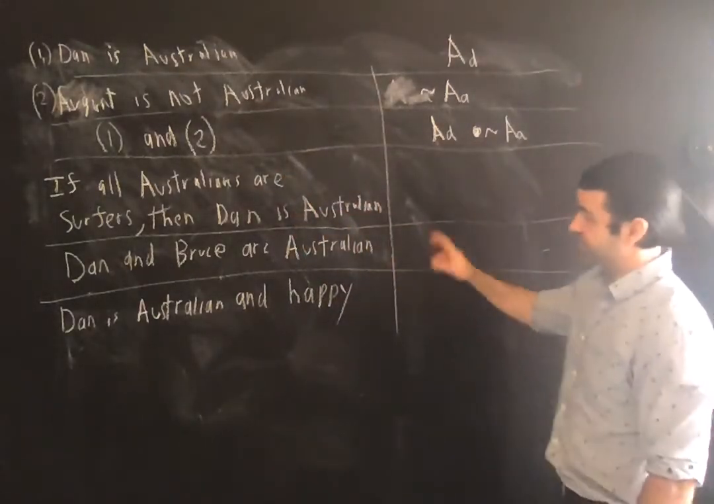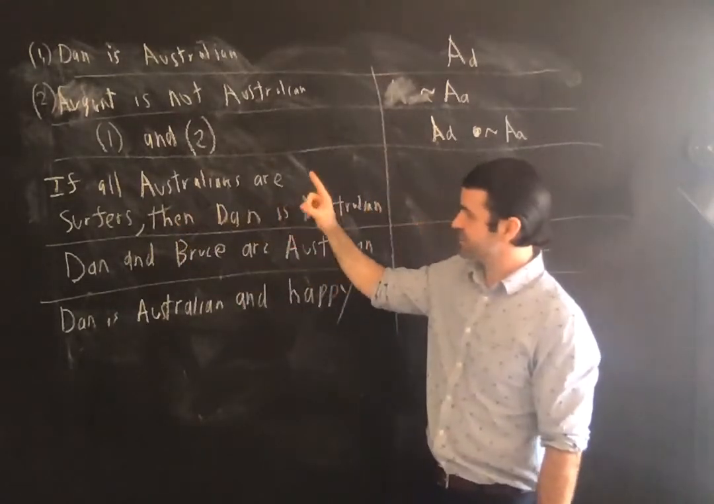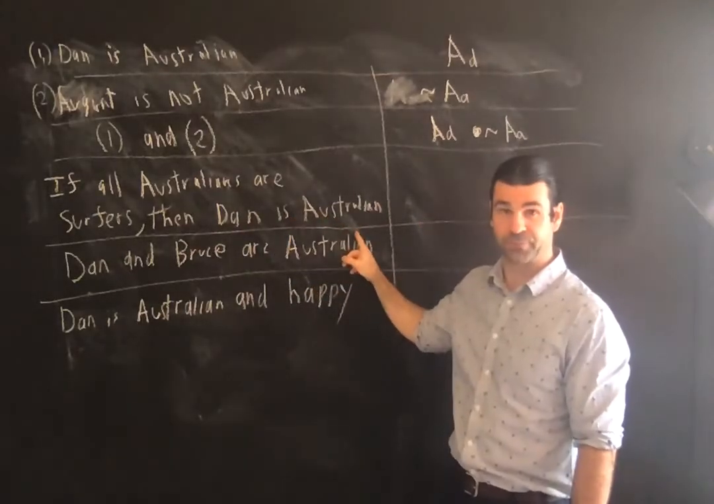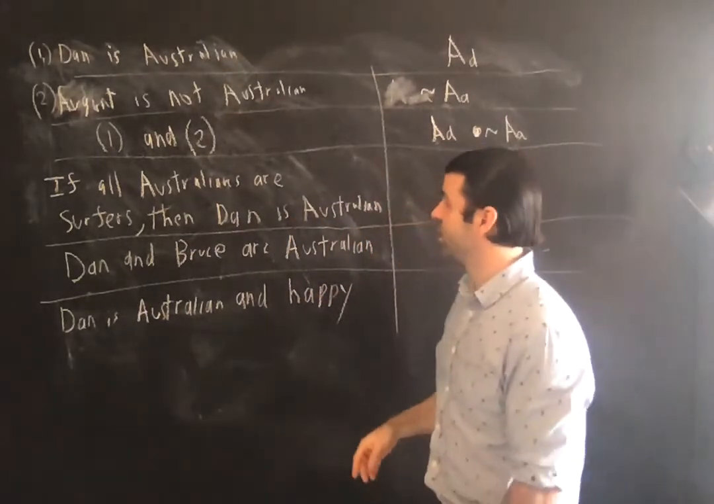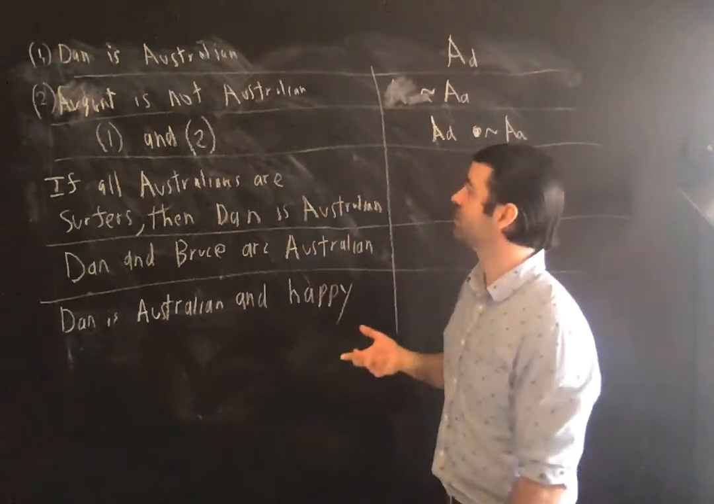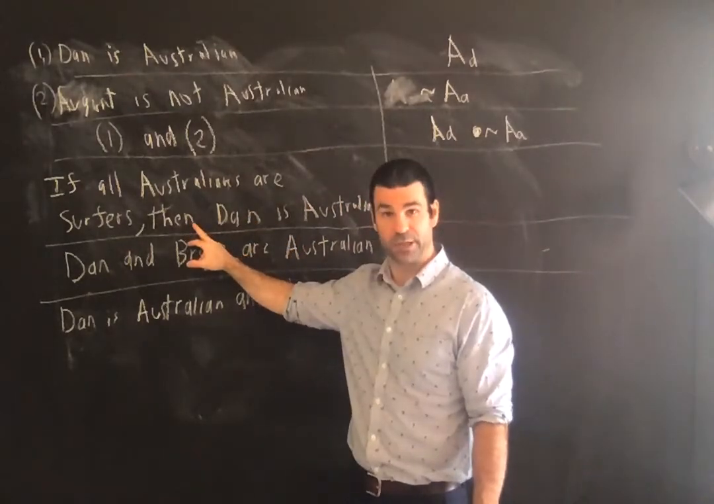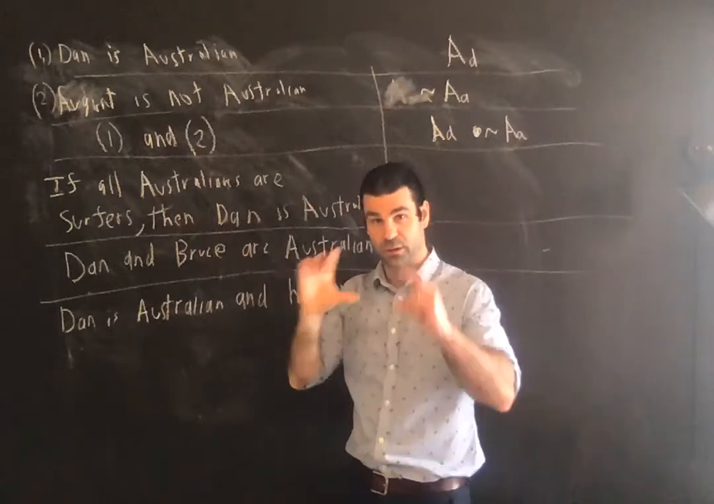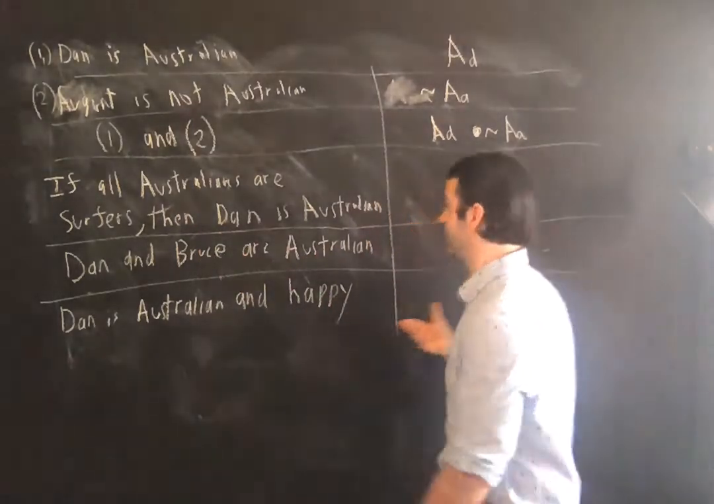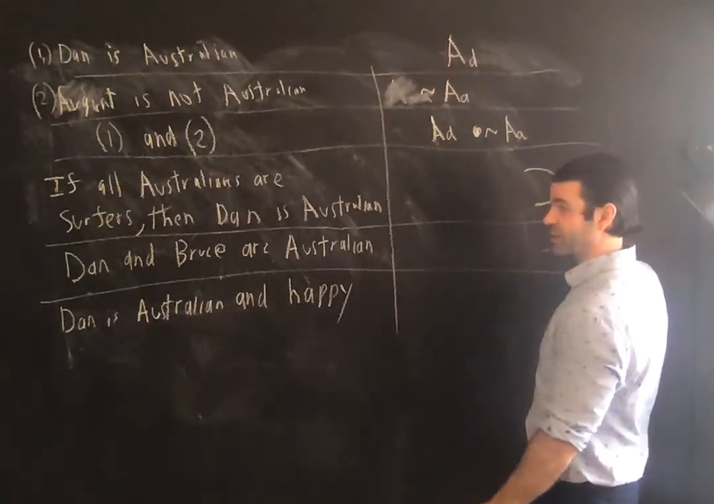All right, so let's do this one. You'll see more of this in later chapters, but here's the sentence. If all Australians are surfers, then Dan is Australian. All right, so what's the major operator here? What's going to be the overall form of the thing? The overall form of this thing is going to be if then, right? It's going to be a hook. So this is going to be a conditional. So its major operator is going to be a hook, and there will be a sentence to the left and a sentence to the right.